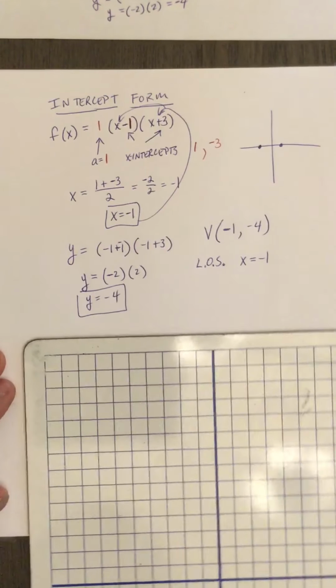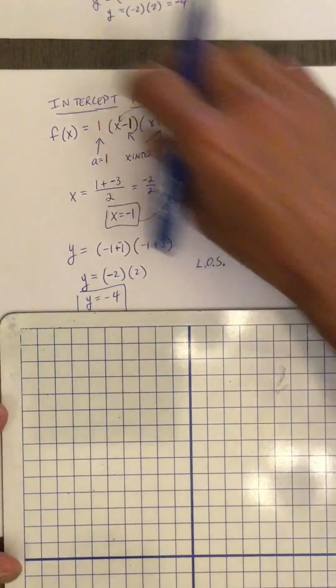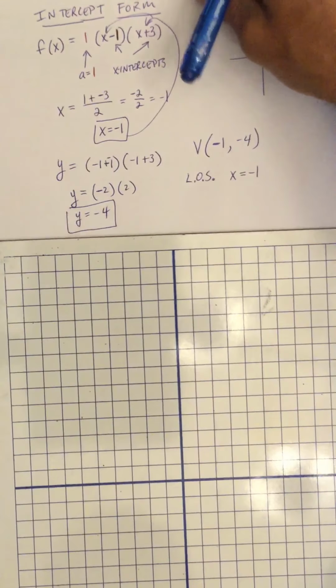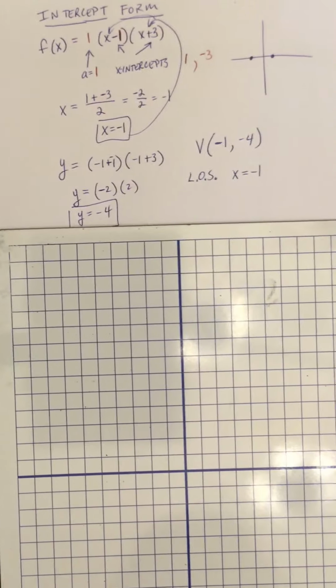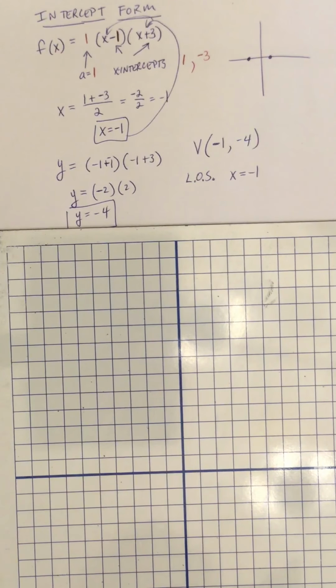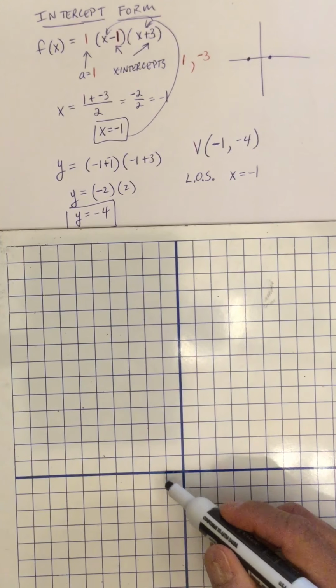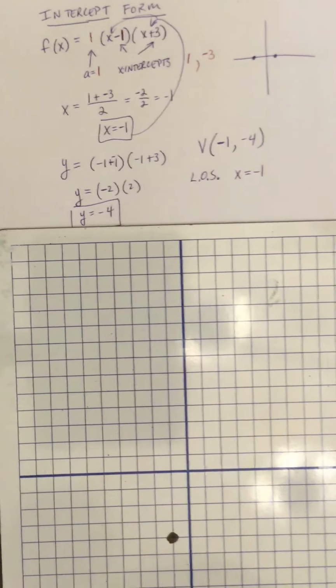So if I graph this, let me see if I can pull this up so you guys can still see. And we can see my little board here. If I graph this, my vertex is negative 1, negative 4. So I go left 1, down 4. 1, 2, 3, 4. And I put a point there, right?